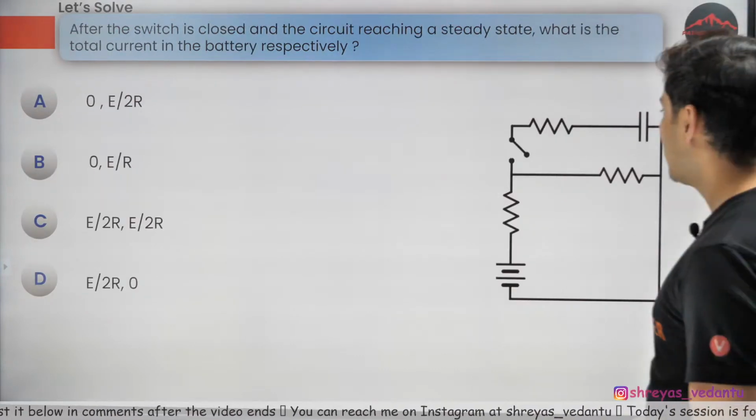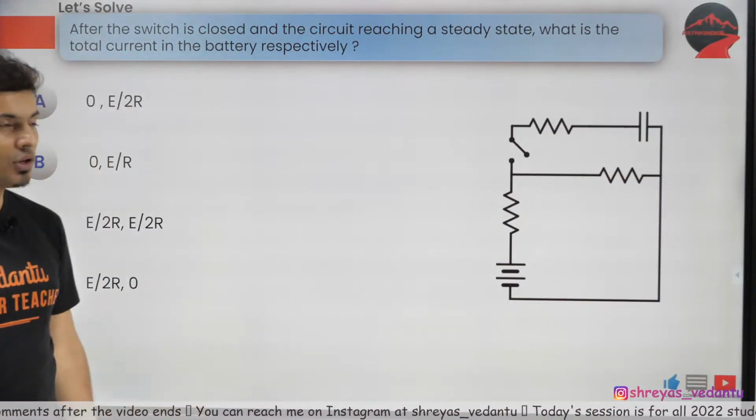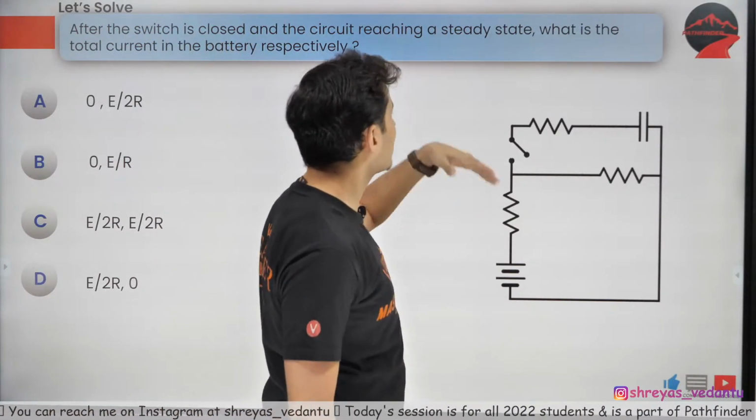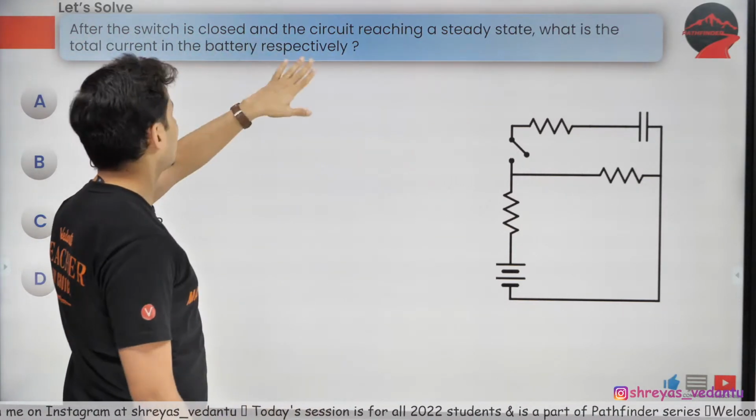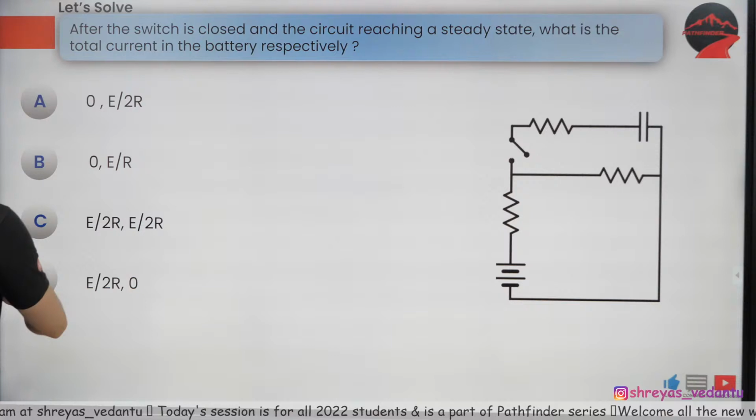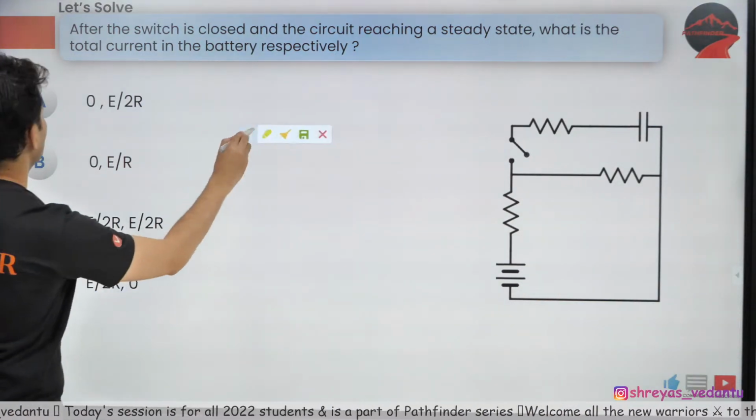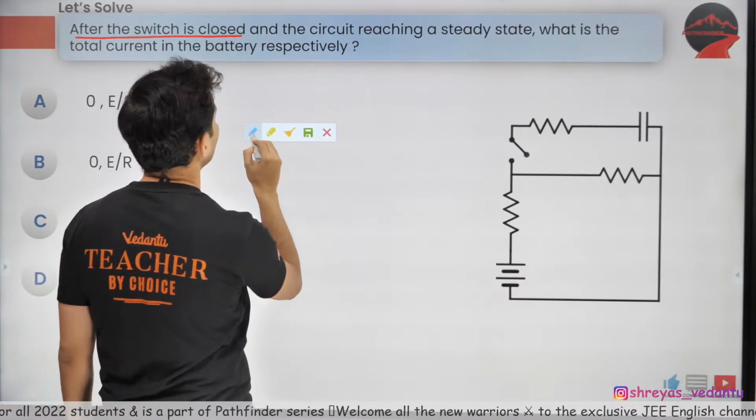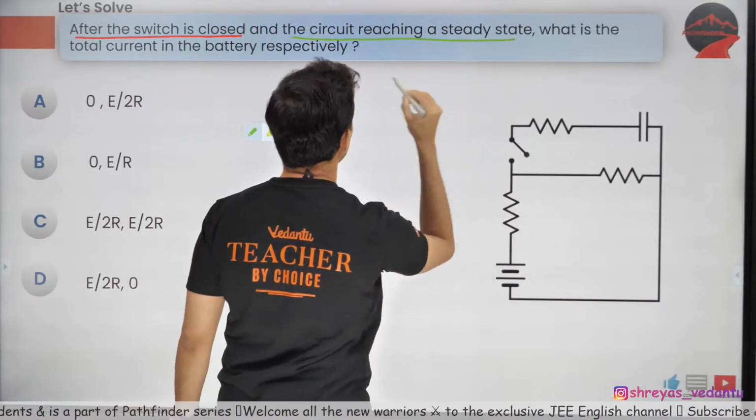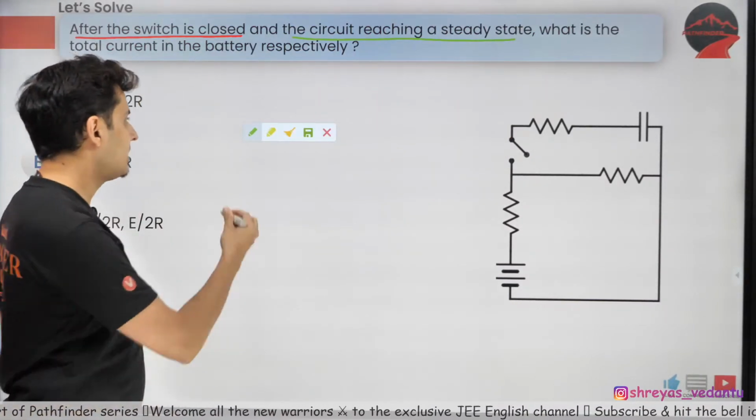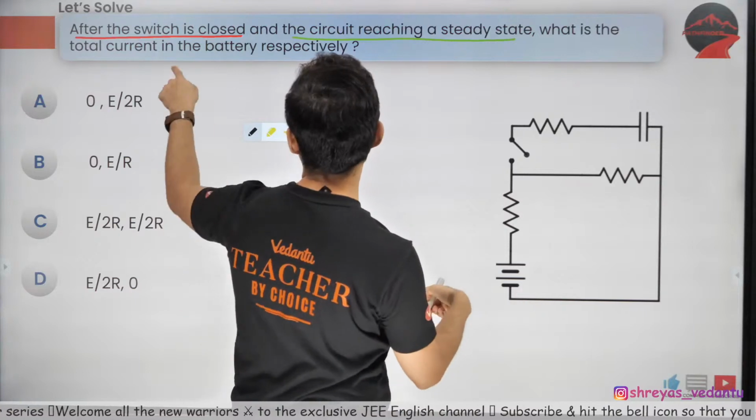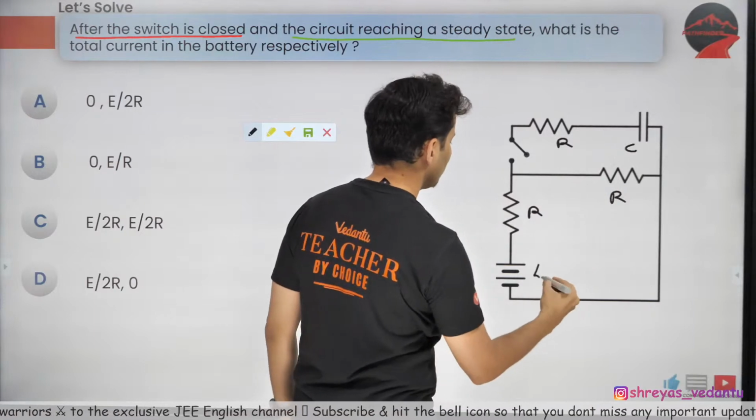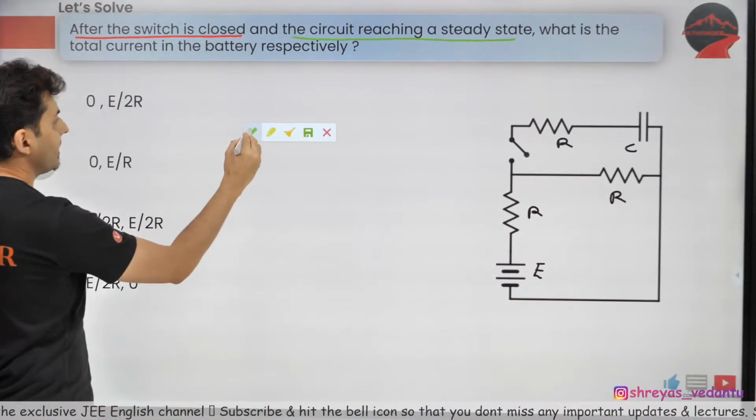Option B was correct. Here it is. Okay, this one is easy. I'm pretty sure you'll be able to do it. After the switch is closed and once the circuit reaches steady state, what is the total current in the battery respectively? Why respectively? There are two situations. The first situation is after you close the switch and you just close the switch. And the second situation is over here, the circuit reaching steady state. So for both the situations, what is the current respectively through the battery? Okay, so this is R, this is R, this is R, this is C, this is E. So when you just close it, what did I tell you?